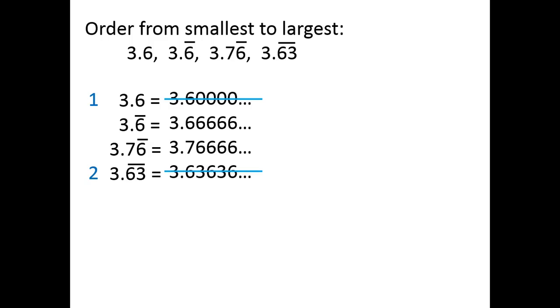And now comparing the remaining numbers, they both have 3 wholes, but the first number that's left has only 6/10, while the other number has 7/10, so it has to be the smaller of the 2 numbers. Which means when we write the numbers as they originally were given to us in order, we have 3 6/10, then 3 and then the 63/100ths is repeating, so 3.63 repeating, and then 3.6 repeating, and then 3.76 repeating.